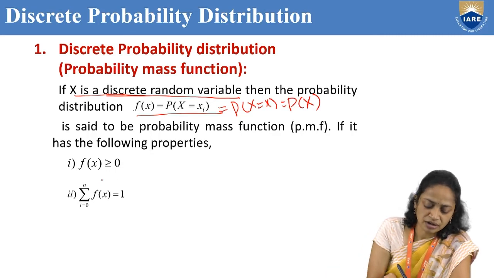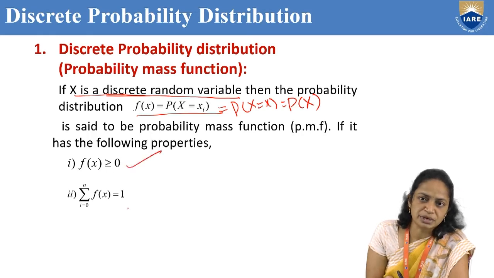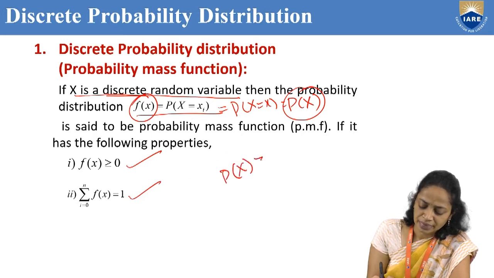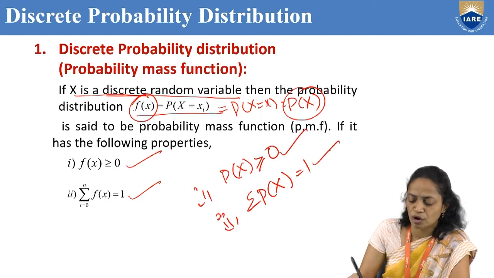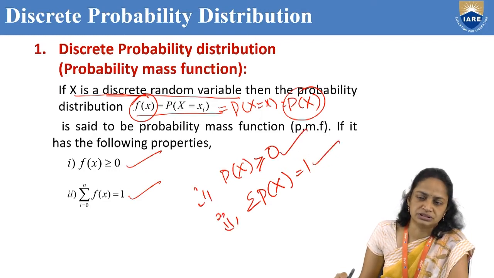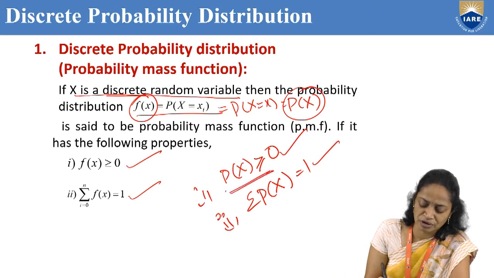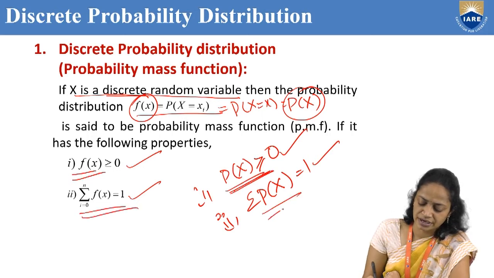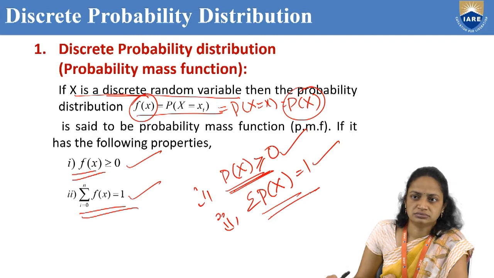So the properties are f of x greater than or equal to 0 and summation i equal to 1 to n f of x equal to 1, or we can write f of x is p of x, or p of x equal to x. P of x greater than or equal to 0 and summation p of x equal to 1. So these are the two properties. Based on these two properties, we have to solve the problems. First one is p of x greater than or equal to 0. P of x means f of x. F of x greater than or equal to 0, and summation f of x equal to 1, or summation p of x equal to 1. So these are the two properties.